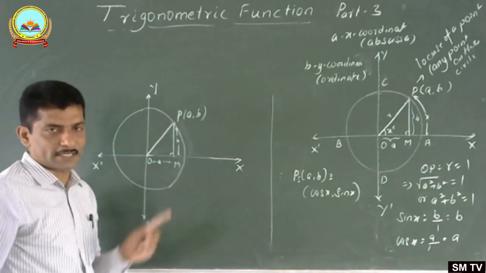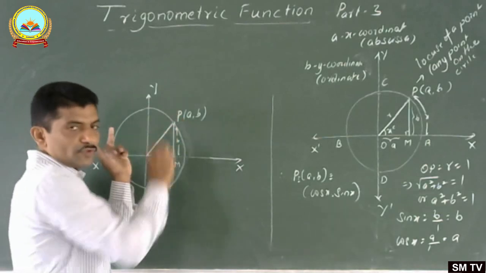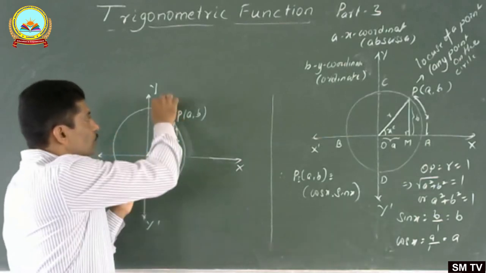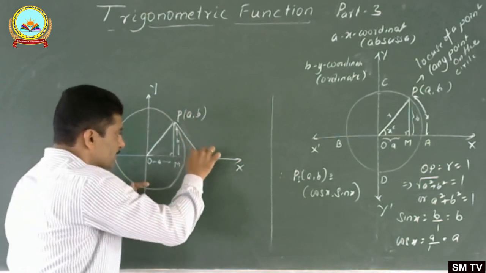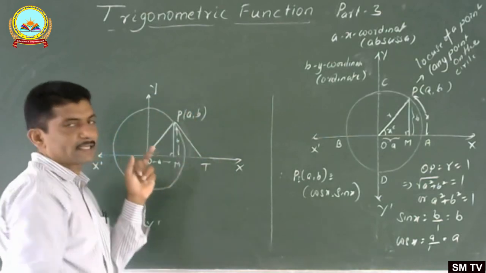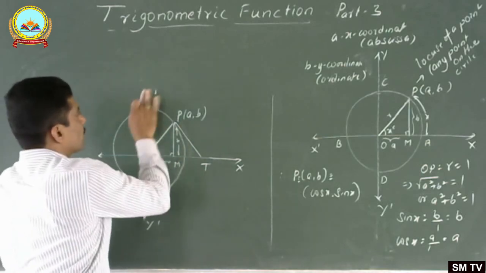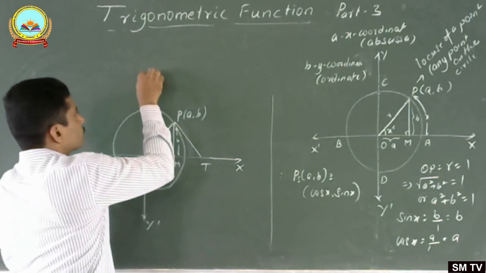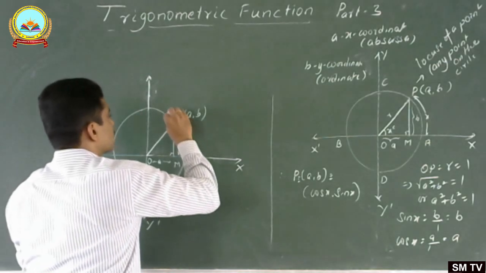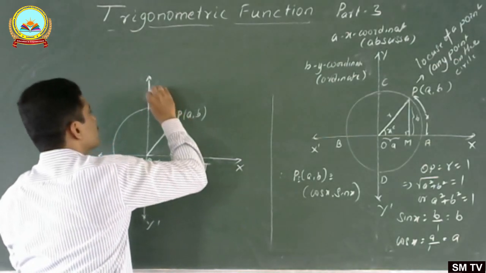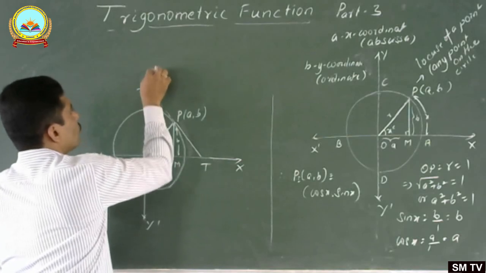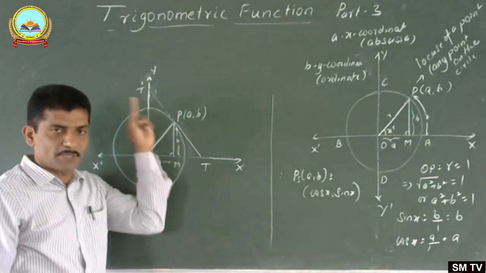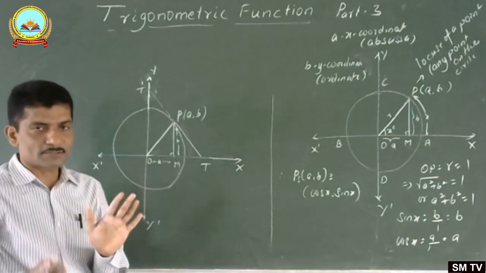This point is moving, and at this point P you draw a tangent to the circle. It intersects the x-axis at T. PT is a tangent. Produce this tangent, and it intersects the y-axis at the point T dash. PT or PT dash is also a tangent.